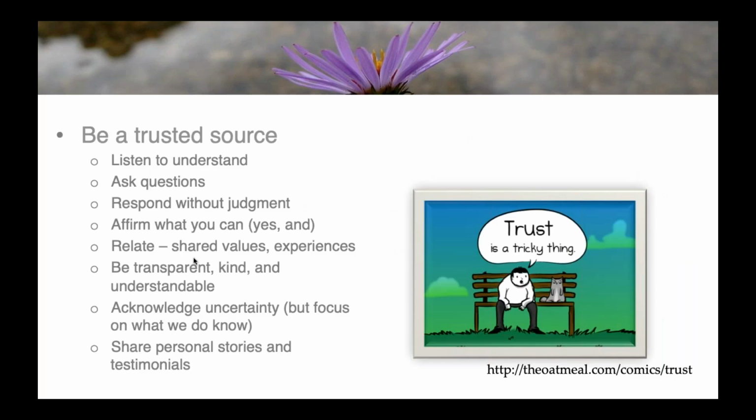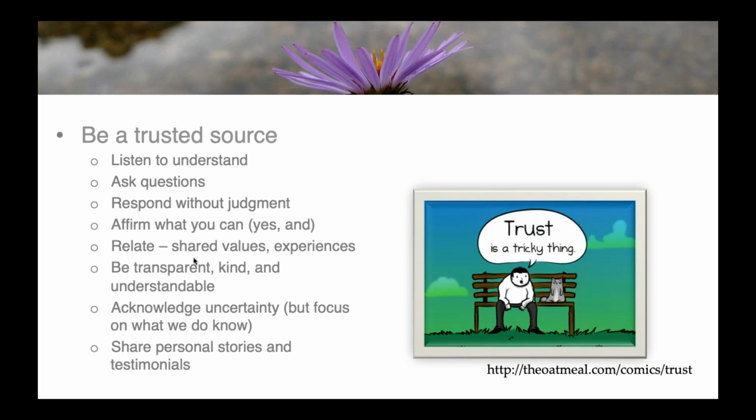So what do you actually do? First, make sure that you're a trusted source, which you are because you're a scientist, so we've got that going for us already. Make sure that you're listening to understand, not listening to argue, not listening to be snarky or make a good point. One way that you can show that you're really listening to understand is to ask questions. Make sure that you know where the other person is coming from and what they're actually trying to say. And then respond without judgment. Affirm what you can, even if you don't agree with what they're saying. Say yes and instead of no but.